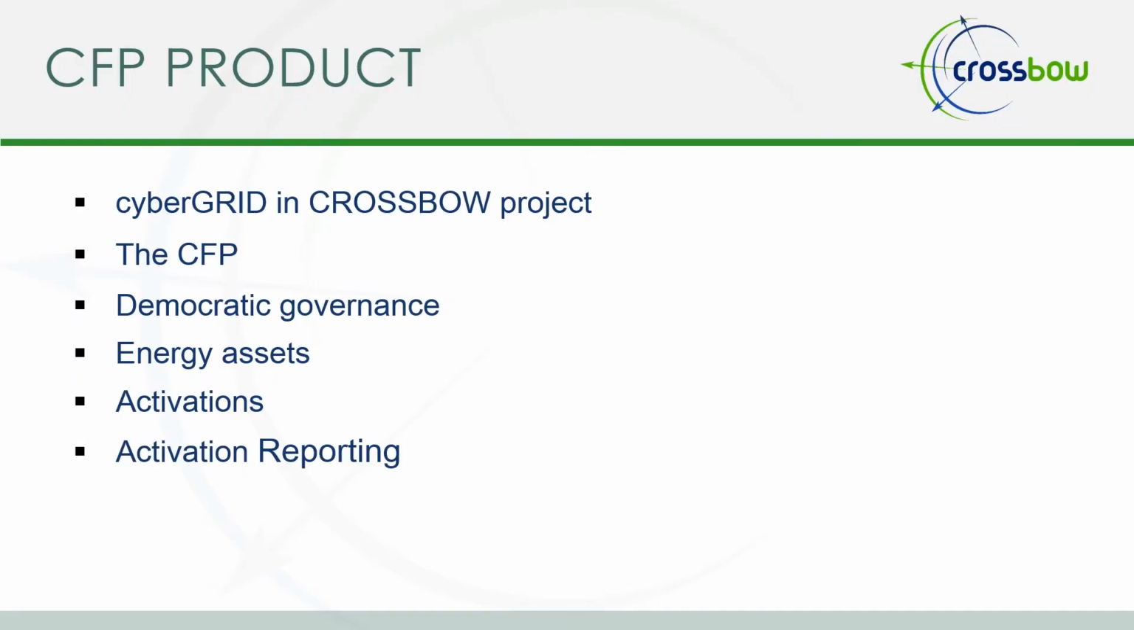First, we will have a quick look at who CYBERGRID is and what our main activities are. Second, we'll look at the high-level architecture of the CFP, the Cooperative Flexibility Platform tool developed within the CROSSBOW project. Third, we'll see how the CFP is managed, in particular using the democratic governance from the CFP members. Fourth, we'll examine the energy assets that are part of the CFP use cases. Next, we'll look at different types of activation and how energy assets create revenue via activation of their available flexibility. And finally, how the activation report looks like in the CFP tool from the member's perspective.